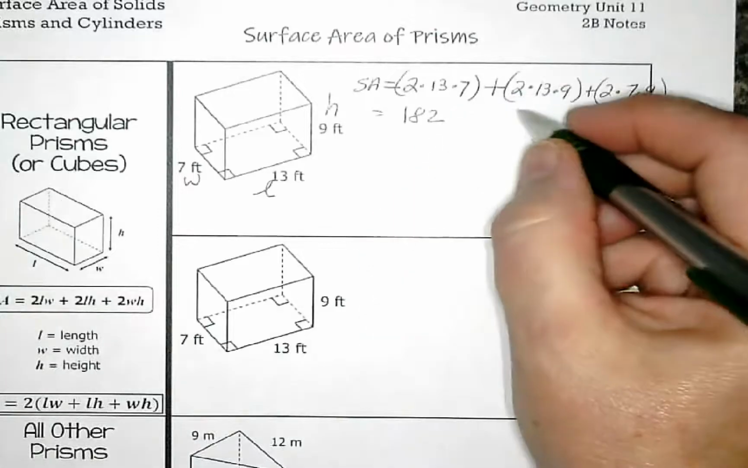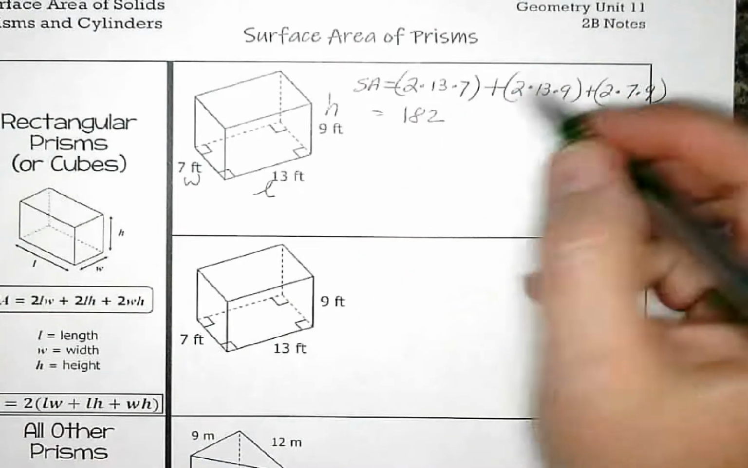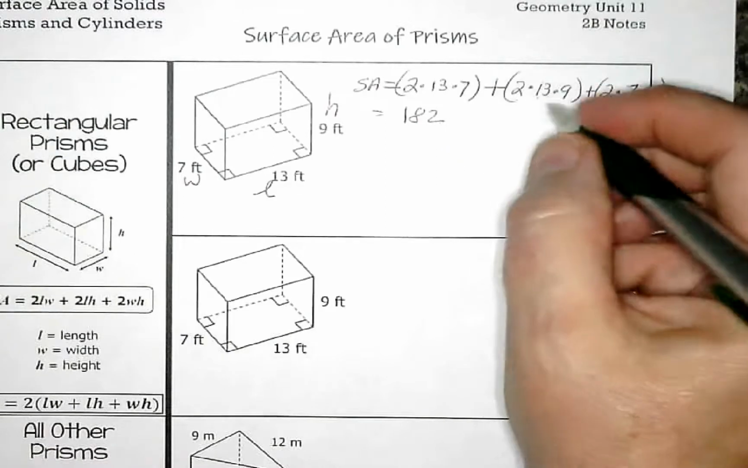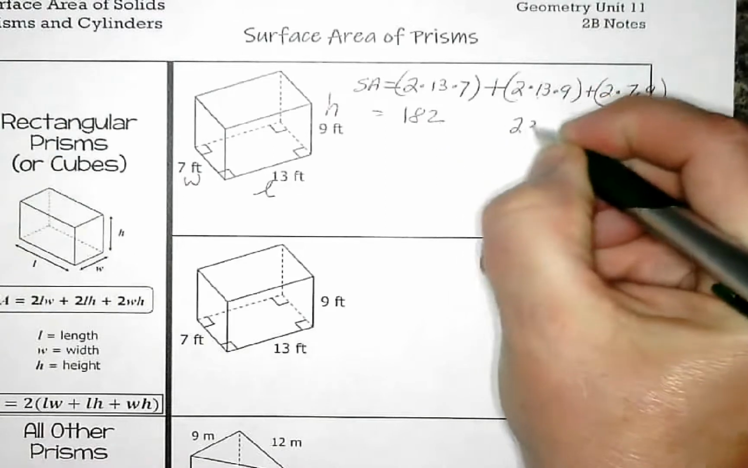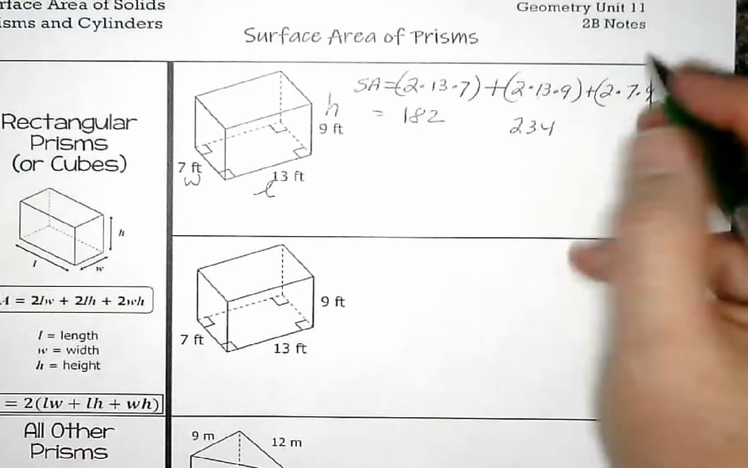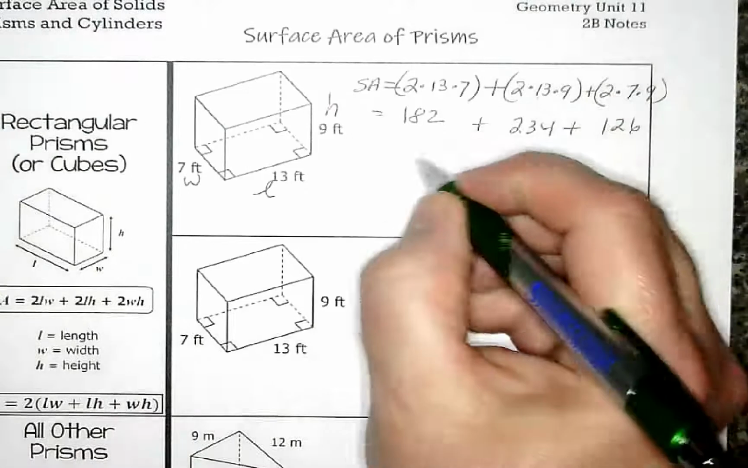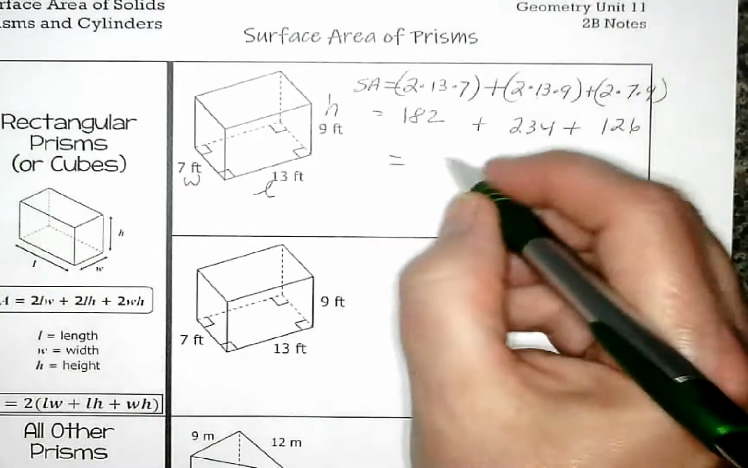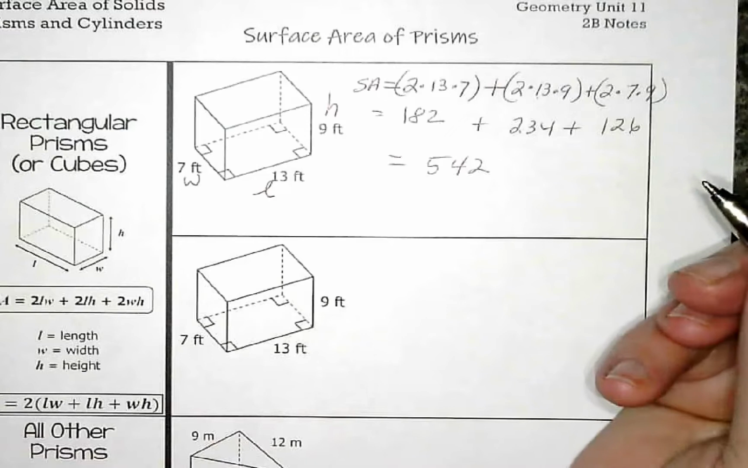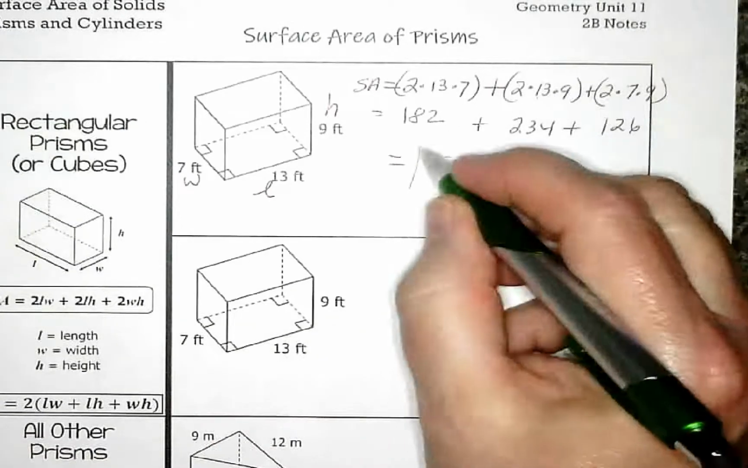So I'm going to get 182 there, 2 times 13 times, whoops, I think I might have said 2 times, yeah, 2 times 13 times 9 is going to be 234. And then 2 times 7 times 9 is going to be 126. I'm going to take those 3 separate totals and add them together: 542. Now again, this is area, so this would be feet squared.